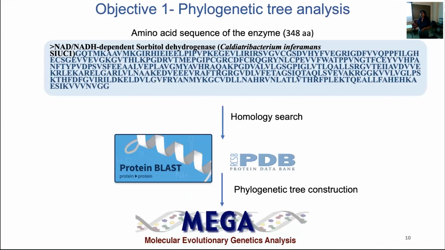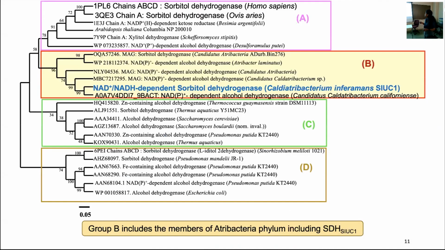And first of all, when we had the amino acid sequence for this enzyme, we needed to do a phylogenetic tree analysis. This amino acid sequence included about 348 amino acids, and we did a homology search in Protein Data Bank and NCBI protein BLAST search. After finding similar sequences for this enzyme, we constructed a phylogenetic tree using MEGA. And here I have included the phylogenetic tree that we constructed.